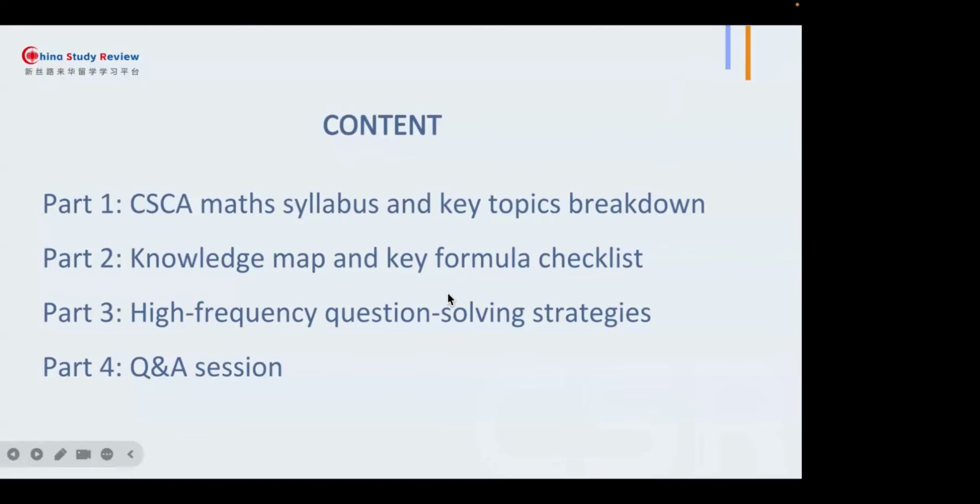In this session, we will go through 4 parts. The first part is about math syllabus and key topics breakdown. So in this part, you will see different key points that you will encounter in your examination. In the second part, you will see the knowledge map, especially for some concepts you have learned before and key formula checklist. The formula that will be given in your examination, but the major point is that you have to get familiar with them. All right.